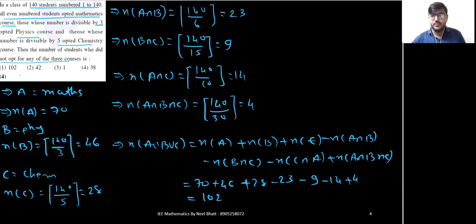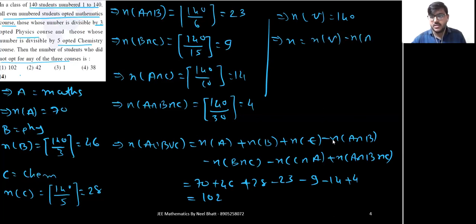So now number of U which is given to us is equal to 140. So the required number N is number of U minus number of A union B union C. So 140 minus 102, and the required number is 38.